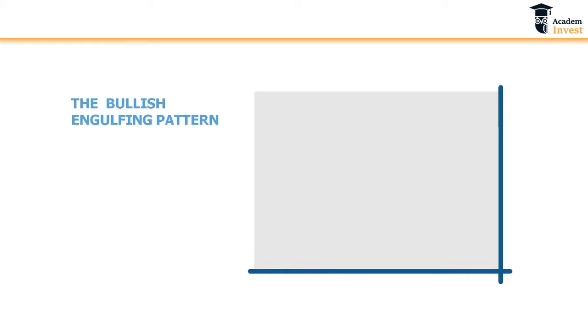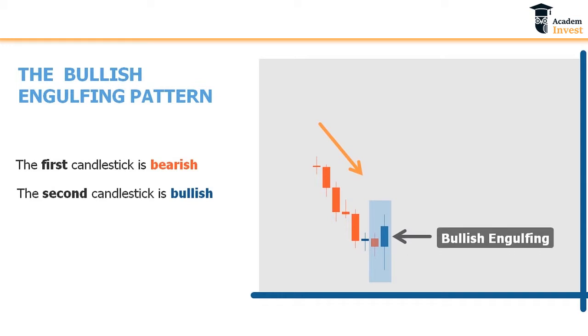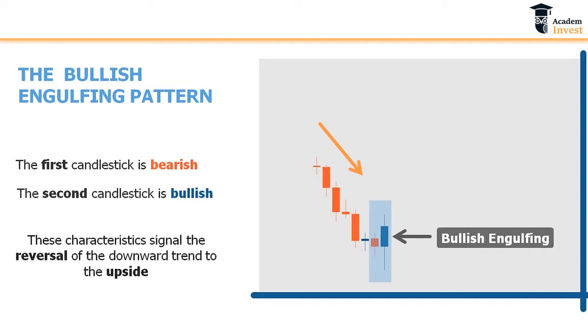Let's have a closer look at the characteristics of a bullish engulfing pattern. You can see in this example, the market is in a downtrend. Notice the highlighted area where the first candlestick of the pattern is bearish, shown by its orange color. The second candlestick in the pattern is bullish, indicated by its blue color, and engulfs the body of the preceding bearish candlestick. These characteristics signal the reversal of the downward trend to the upside and demonstrate how the bears were overpowered by the bulls.